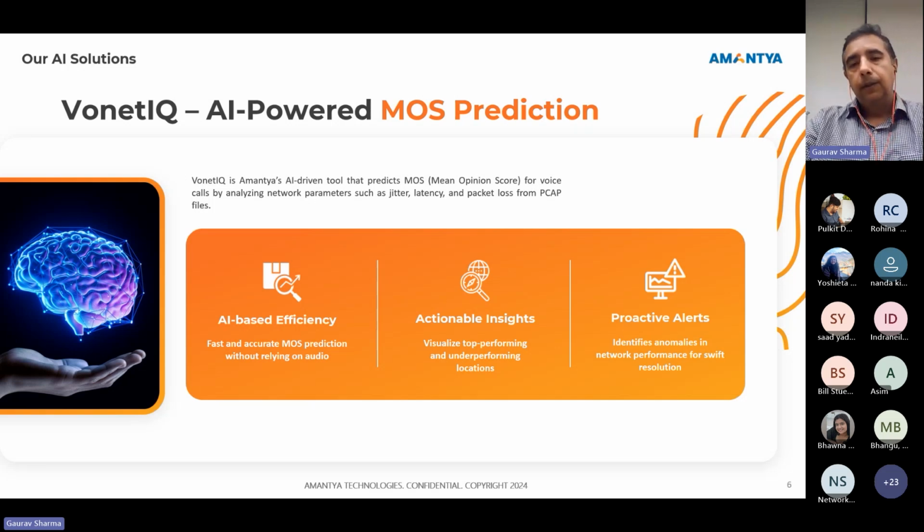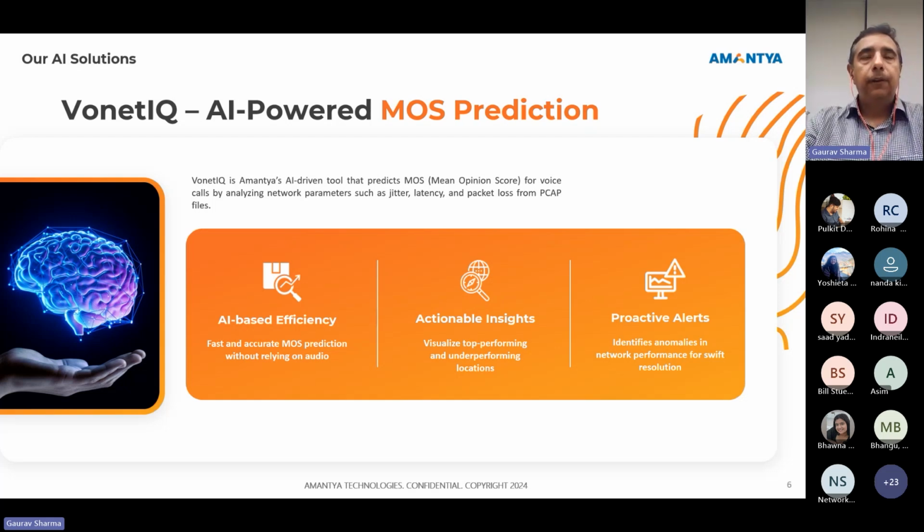information. So what we have done is that we have come up with an AI-powered MOS prediction solution. We call it the Vonet IQ. What we've done essentially here is use AI to predict the voice quality the end consumer would be getting, based on some of the parameters that can be captured from the network. So things like jitter, latency, packet loss, radio KPIs. So we have enhanced a model wherein a number of these KPIs go into it, and then it predicts a MOS score.